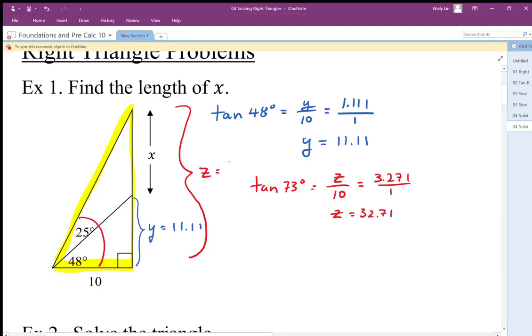So this length is going to be 32.71. I could go ahead and solve for x. I know that the length of x is the difference of those two sides, so x is equal to the long side minus the short side.